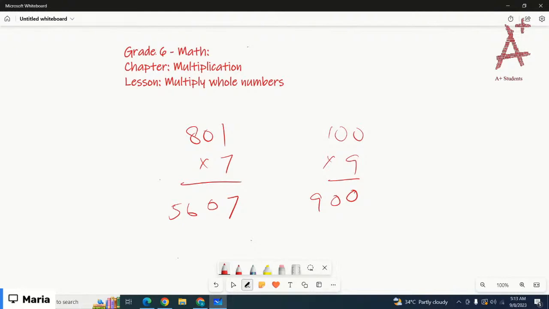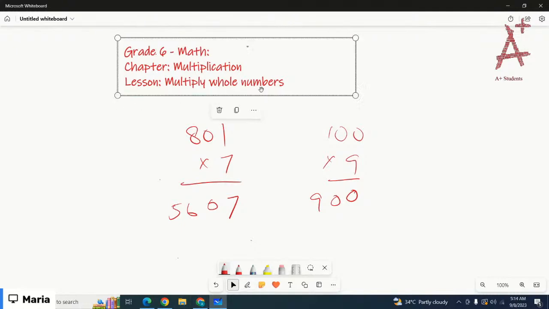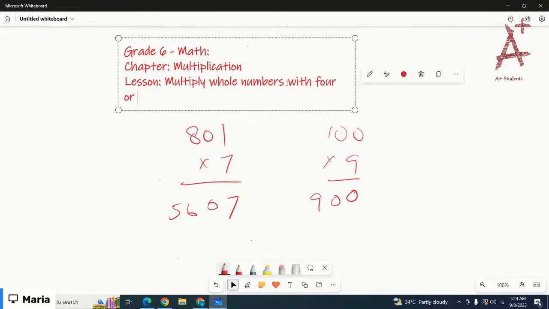Let me just start with the next lesson, that is multiply whole numbers with 4 or more digits. So we're going to see if you have a number with more than 3 or 4 digits, how do you multiply? Like how do you multiply the larger numbers, right? So let's just start with the next lesson.